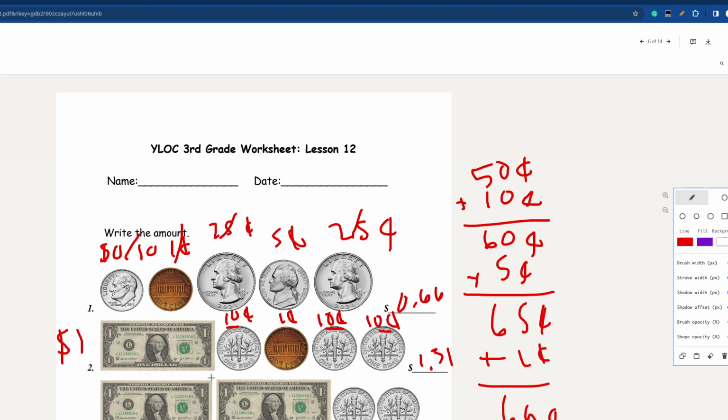Number three. We have $1 right here, $1 right here, 10 cents, 10 cents, 25 cents, 1 cent, and 5 cents. So 1 plus 1 is $2, plus 20 cents equals $2.20. Add 25, so that equals $2.45. Add 1, so it's $2.46. And then add 5, which is $2.51. So that's going to be the answer for number three.